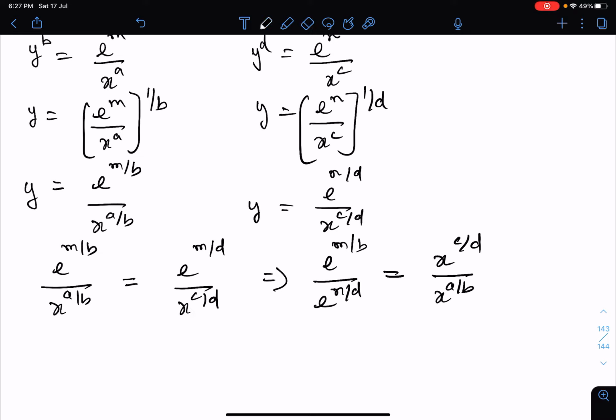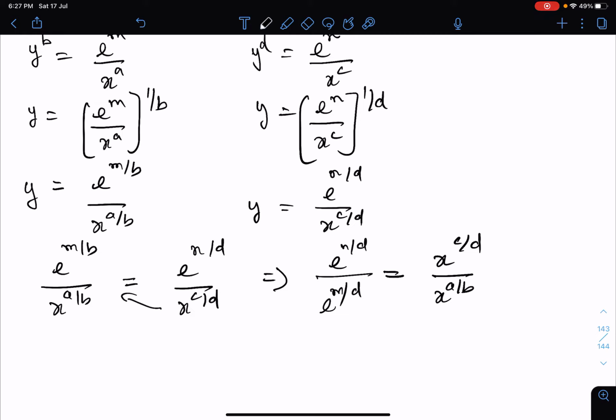What I have done is I have brought this term here, and I brought this term down. So here I have made a mistake. When this goes up, this has to come down. So here I have to put it as m, here it is going to be e^(n/d), sorry. Here also I should make it as n. Here e^(m/d).